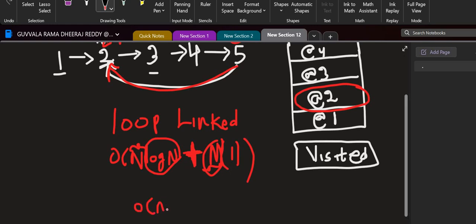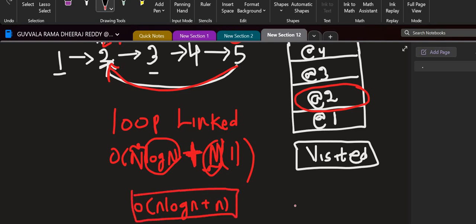So the time complexity for this is order of n log n plus n, and the space complexity is order of n.